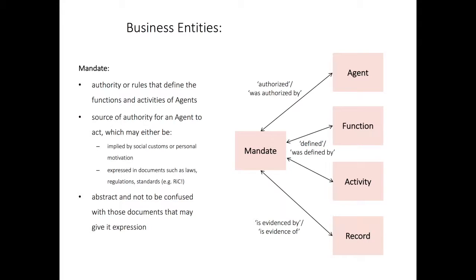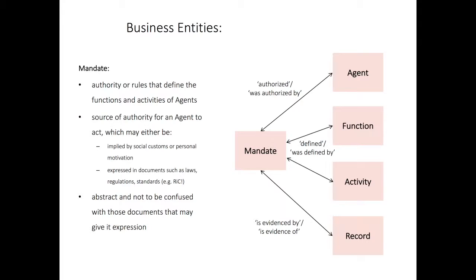Again, we have a diagram, this time focusing on mandate, authorising agents to do things, and remembering the other diagram, it's also defining those functions and activities that an agent is carrying out. And then finally, a mandate may be evidenced by a record.